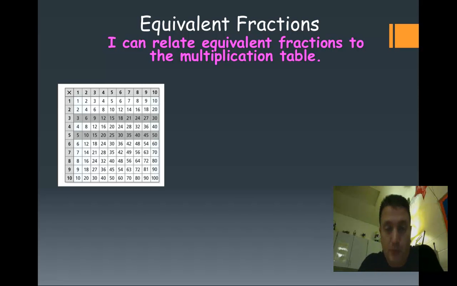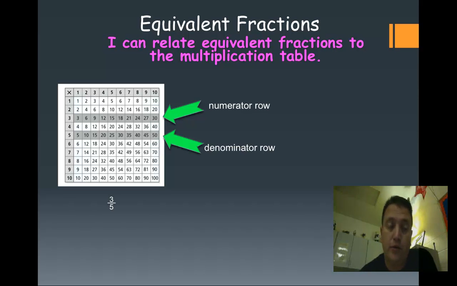This, ladies and gentlemen, is a multiplication table. I am certainly hoping you've seen one of these before in your lifetime. We are going to use that multiplication table to help us create equivalent fractions for the fraction 3/5. So what I want you to imagine here is the numerator row is the row that has 3 in it. The denominator row is the row that has 5 in it. Okay? And at the top we've got our multiplier. So we've got 1 through 10 up here. So here we have the first 10 multiples of 3. Here we have the first 10 multiples of 5.